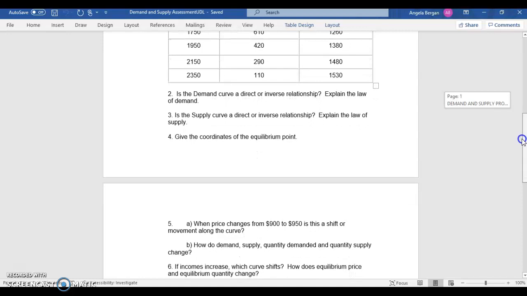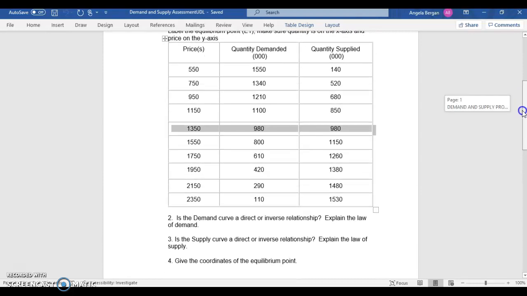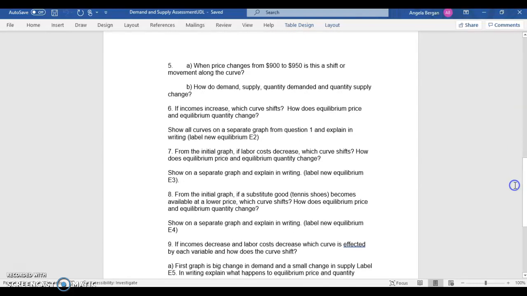Now, when the price changes from $900 to $950, the factor that caused that price change is a change in, or a movement along, the curve. It could be a movement along the demand or supply curve. It depends on how the situation exists. But if it's a demand, you notice it's a movement along the curve.